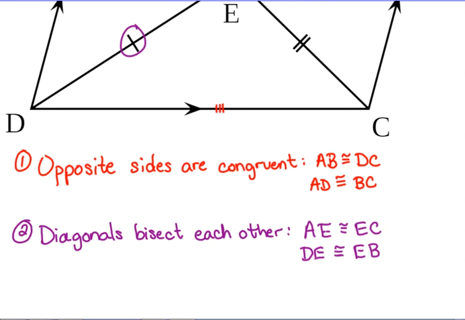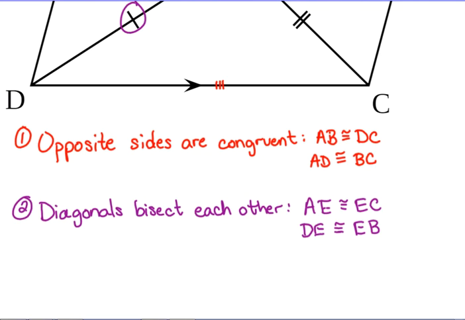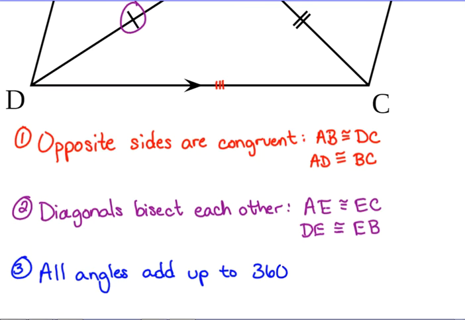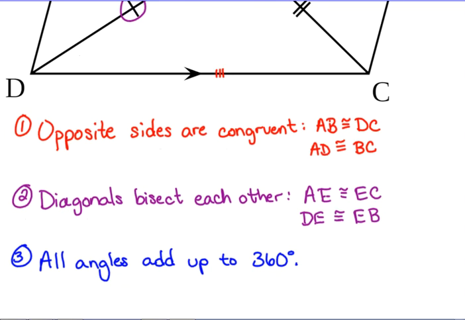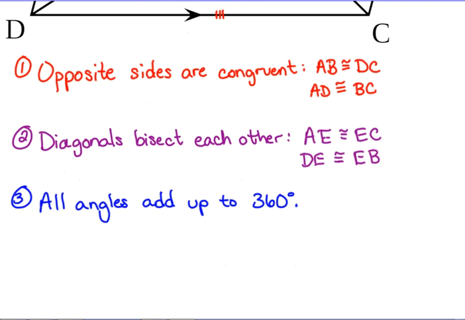Now, this third one, a little bit of a no-brainer, because this is true about all quadrilaterals. All angles add up to how much? 360. Again, that's true about all quadrilaterals. Rectangles, squares, rhombus, trapezoids, anything that's considered a quadrilateral, all angles add up to 360 degrees. But I wanted to establish that just in case we had forgotten or someone did not know.